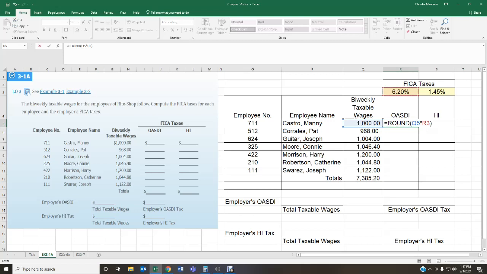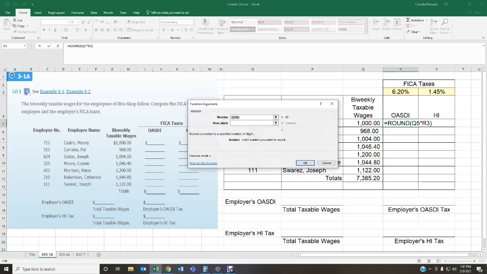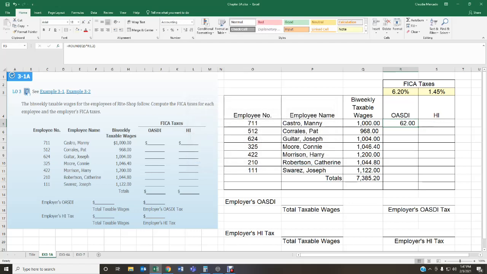Now I'm going to go back over to my formula bar in the top left-hand corner, and click the little FX where it says insert function. It opens up a window for you. Here I'm letting it know how many digits I want to round. Well, I want to round to 2 digits. Right here it tells you the formula result. It'll be $62 with 00 cents. I'm going to click OK. That gives me my $62.